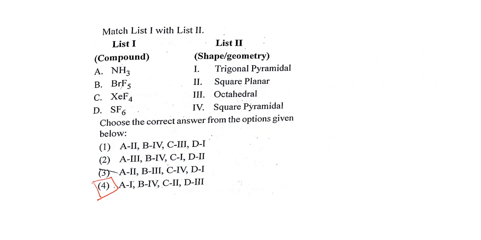Next one, ammonia given here, list 1 given, list 2 given. Here also geometries from the chemical bonding chapter are asked. Ammonia is trigonal pyramidal, SF6 is octahedral, BrF5 is square pyramidal, XeF4 is square planar. So it matches with A1, B4, C2 and D3. Fourth option is the right option for this one.